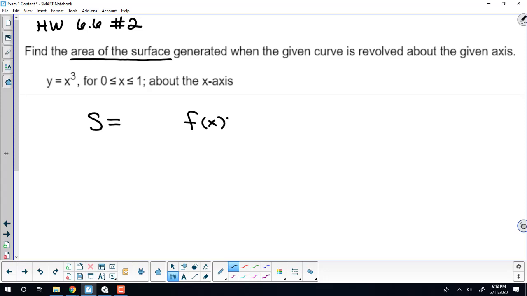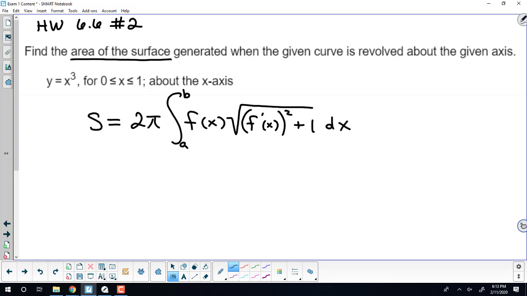Square root of the derivative of f of x squared plus one. Yeah. So we had a 2 pi, and our differential dx. And this was the surface area revolved around the x-axis.